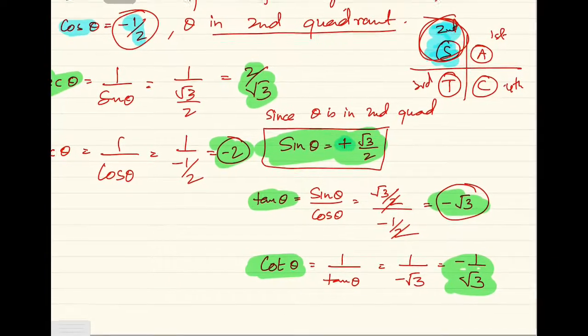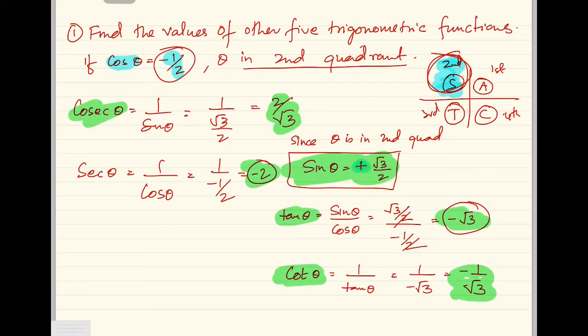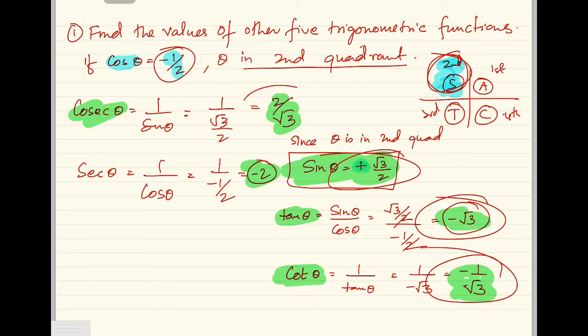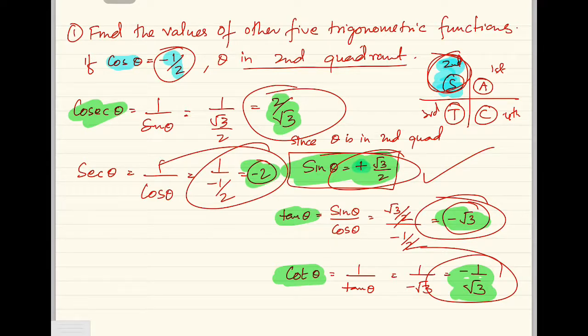So let us check one more time. Did I find all 5? Absolutely. 1 here, 2 here, 3 here, 4 here, and 5. So knowing cos theta, I could find all the other values. And be careful, again one more time: in the second quadrant sine is positive, cos is negative, already given, cosec is positive, rest are all negative. So I'm absolutely correct with this sum.